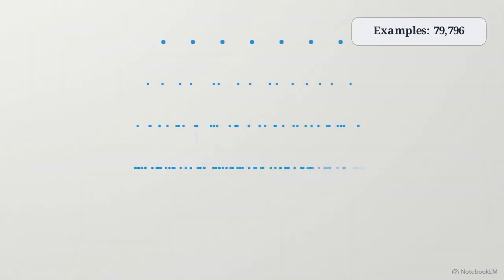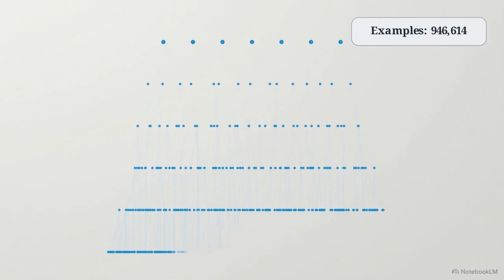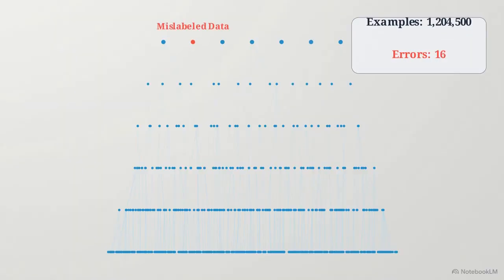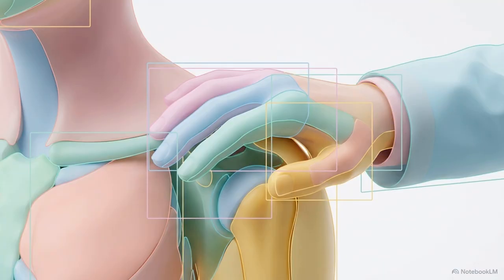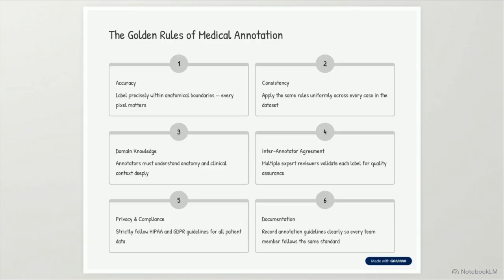The volume of data required is significant. A reliable AI model needs between 10,000 and over 1 million labeled examples before it can recognize a pattern consistently. Because these models learn at scale, a single mislabeled pixel can trigger thousands of incorrect clinical predictions once the system is deployed. Absolute precision isn't just a preference, it is the foundational defense mechanism protecting patient outcomes from these automated errors. To prevent failures, the industry follows 6 golden rules of medical annotation.